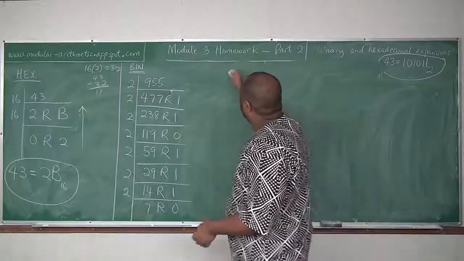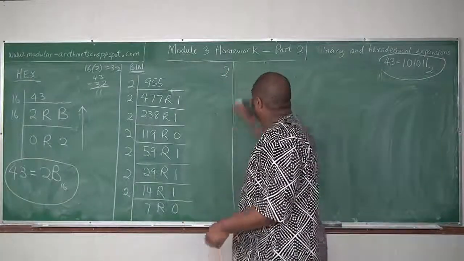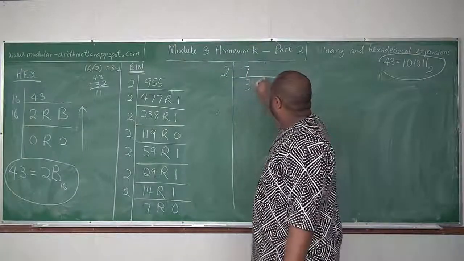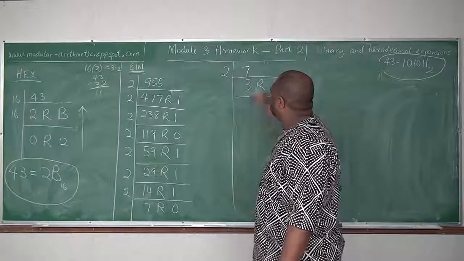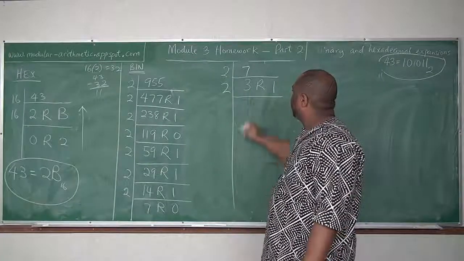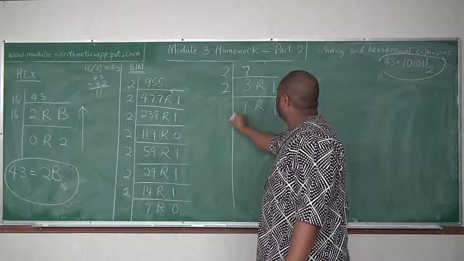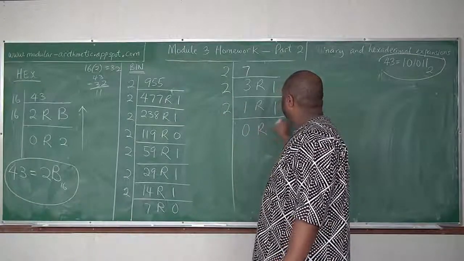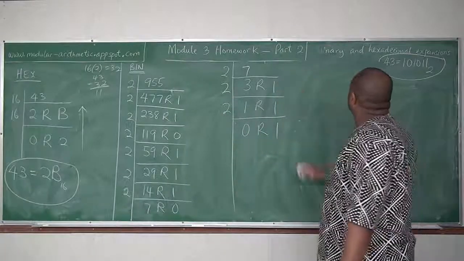We continue here. 2 divide 7 is 3. Remember 1. 2 divide 3 is 1. Remember 1. 2 divide 1 is 0. Remember 1.